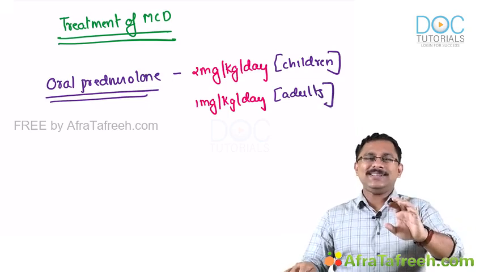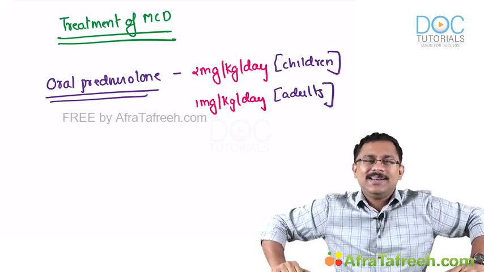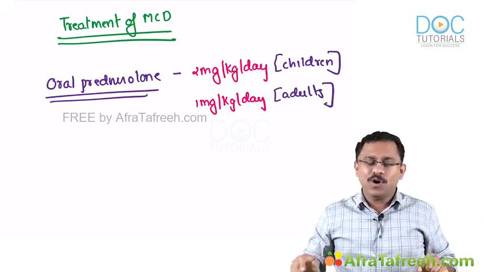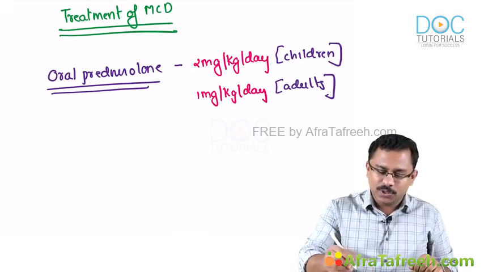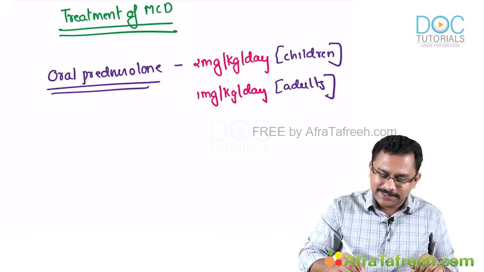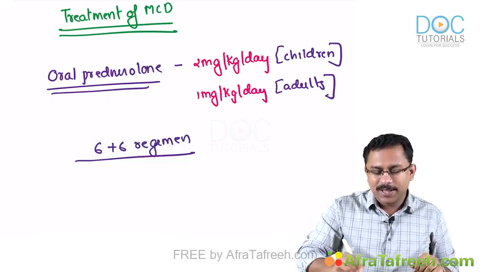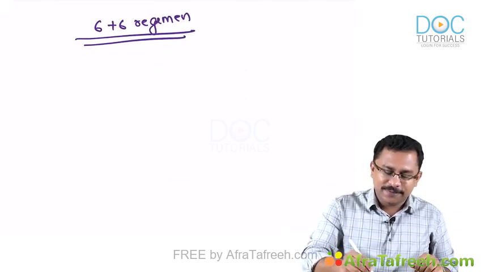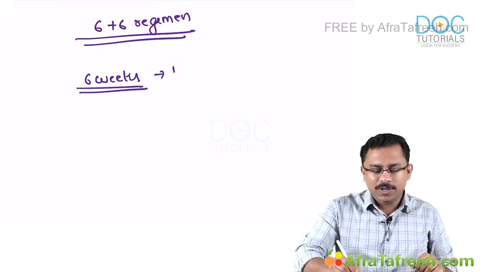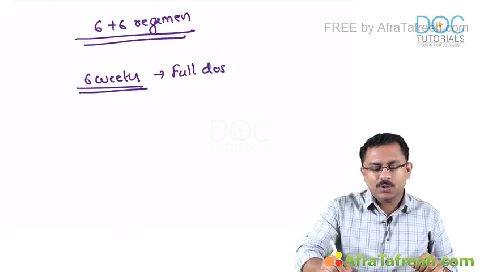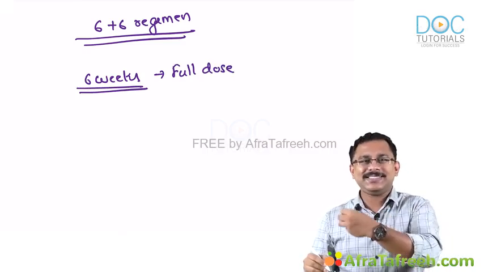So one thing is clear, you have decided to start treatment with steroids. Next question, how long? How long will you treat? You will treat in such a way that you are going to go for a 6+6 regimen, by which I mean, for the first 6 weeks, you will give the full dose, that is 2 mg per kg in case of children and 1 mg per kg in case of adults.